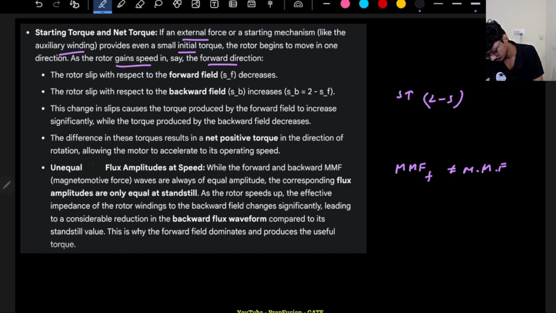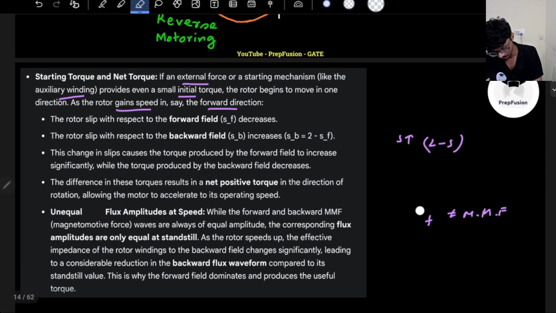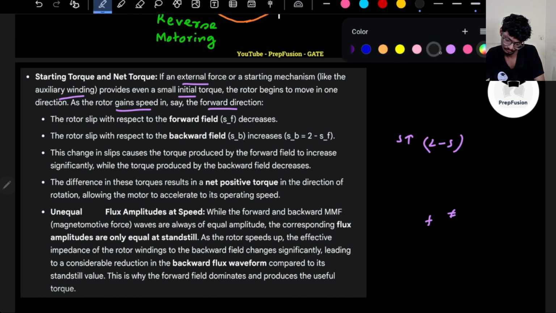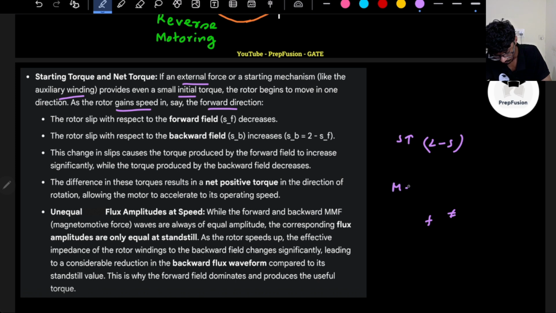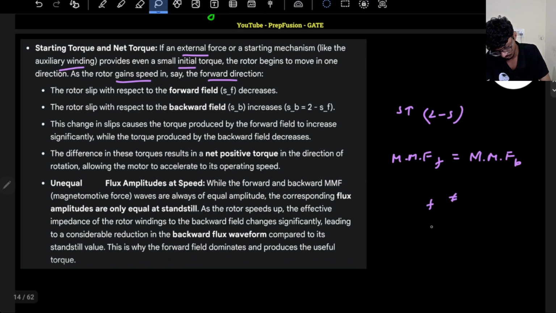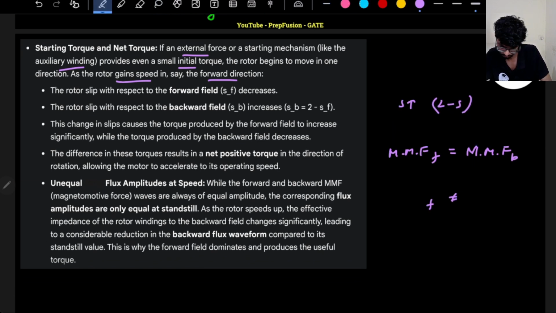Why will it not be equal? I will explain. So MMF will be equal. MMF always will be equal. Okay, so the flux amplitude will not be equal. Flux amplitude of the forward field and the backward field will not be equal. Why will they not be equal?